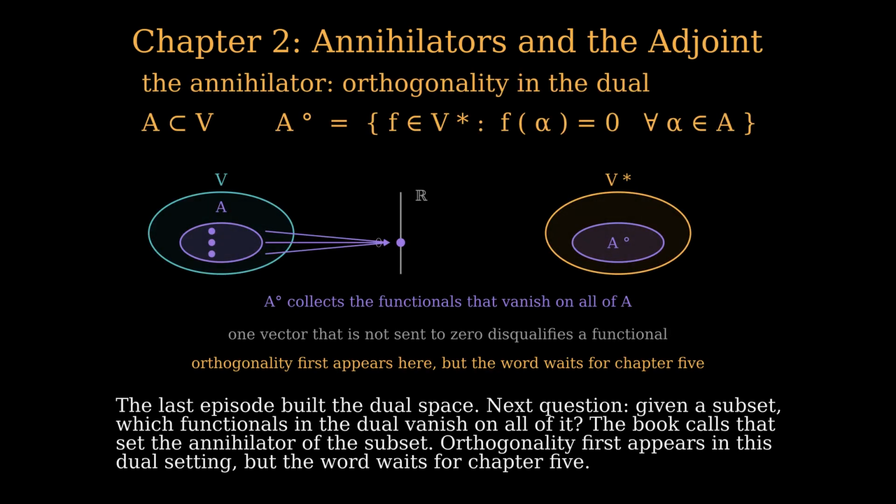The last episode built the dual space. Next question. Given a subset, which functionals in the dual vanish on all of it? The book calls that set the annihilator of the subset. Orthogonality first appears in this dual setting, but the word waits for Chapter 5.